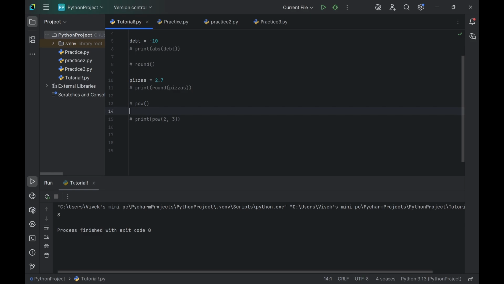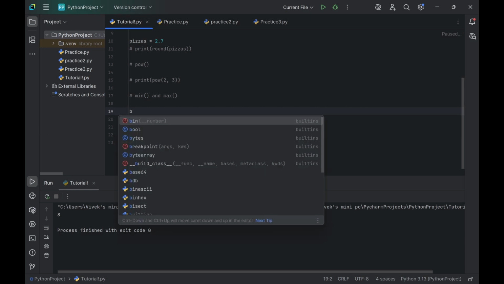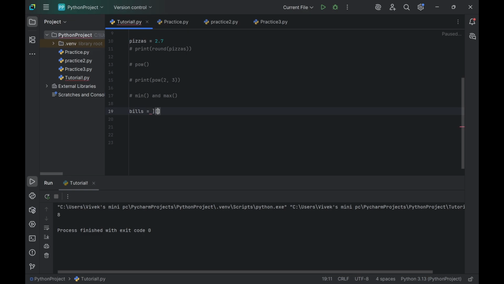The next ones are called min and max. The min and max need everything to be in parentheses. Let's take a few examples. You could make a variable called bills equal to a list, for example 20, 50, and 15.